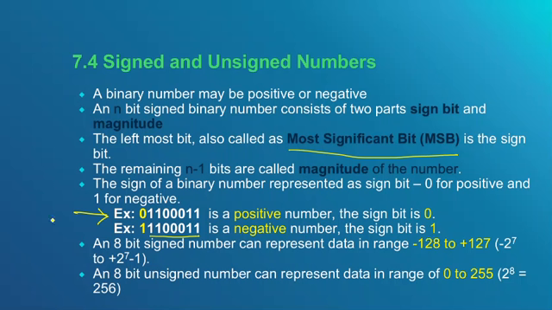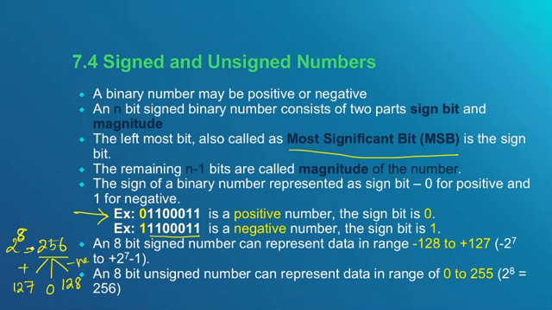If you are using an 8-bit signed number, 2 power 8 can represent a total of 256 combinations. If you have 256 combinations, how many are for positive numbers and how many for negative numbers? I will have 128 negative numbers, one number for 0, and the remaining 127 for positive numbers. Understand?